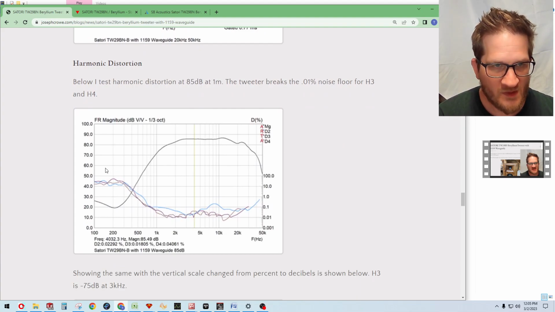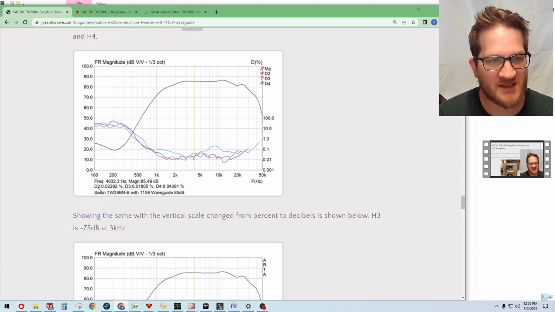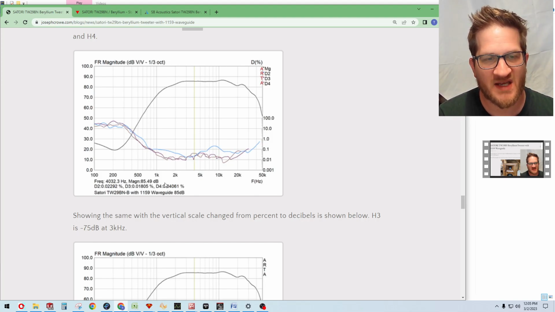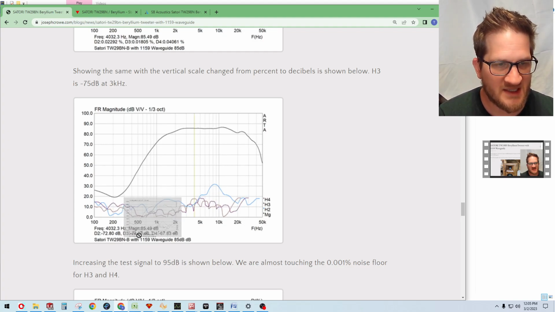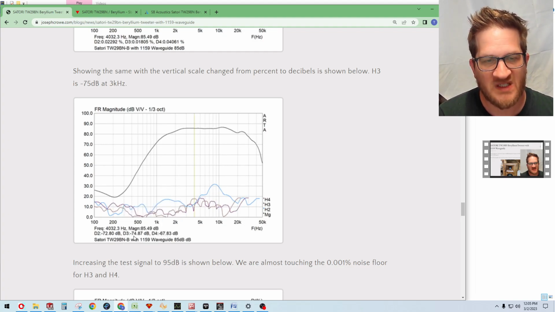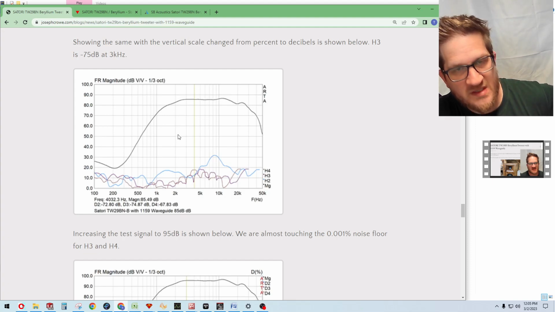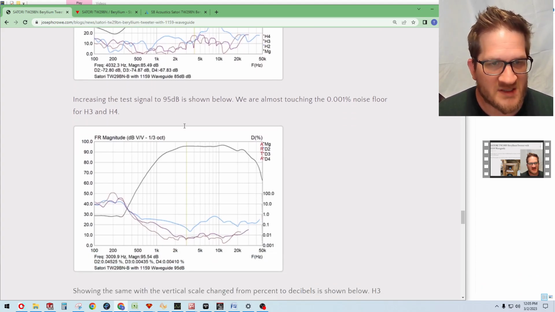So looking at harmonic distortion, I first tested at an 85 dB test signal. We can see down here in the graph at the various second, third, and fourth harmonics. So third harmonic is 0.018% distortion. If we look at the same results but with the vertical scale and the distortion changed to dB, we can see that it's minus 74 dB with the harmonic distortion. So really low numbers. In fact, I've not measured lower numbers than this for a tweeter. So it's just an exemplary, outstanding result on this.